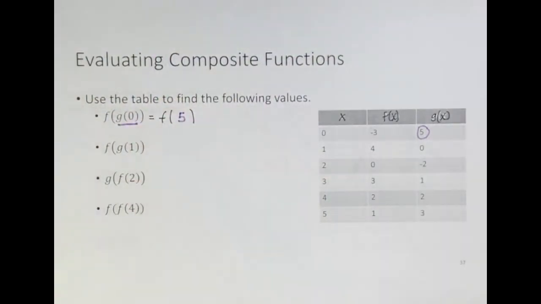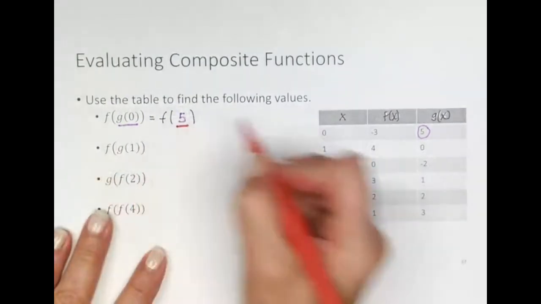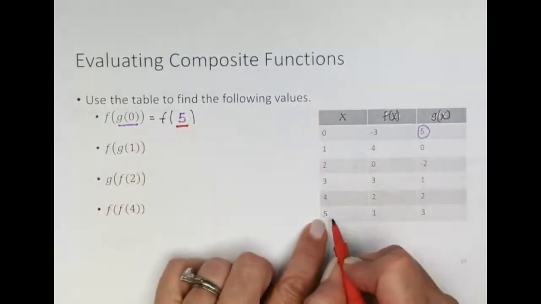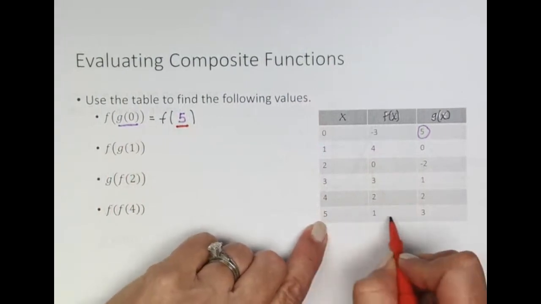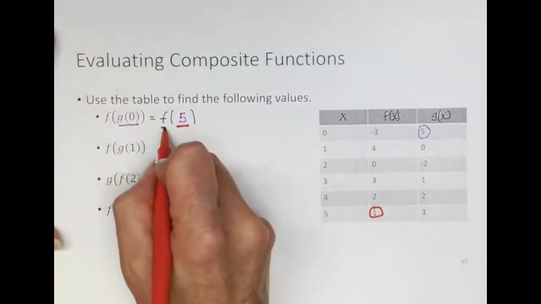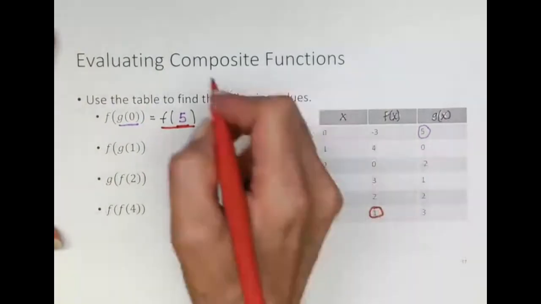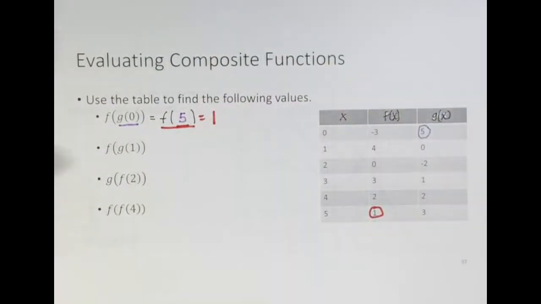All right, let's see if we can find f of 5. When x is 5, I'm going to do that one in red. When x is 5, let's go down here to 5. When x is 5, what is f? It's 1. When x is 5, f is 1. So that means f of 5 is going to equal 1. Okay? Look at the next example.